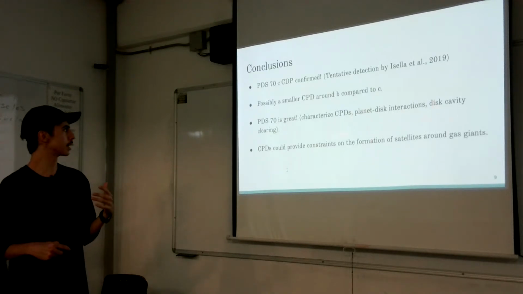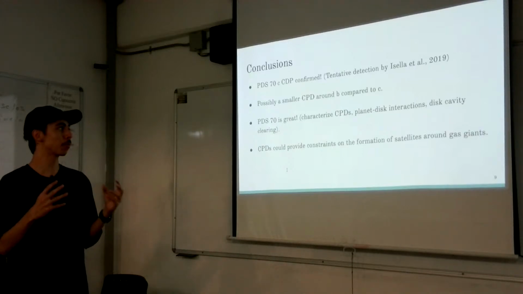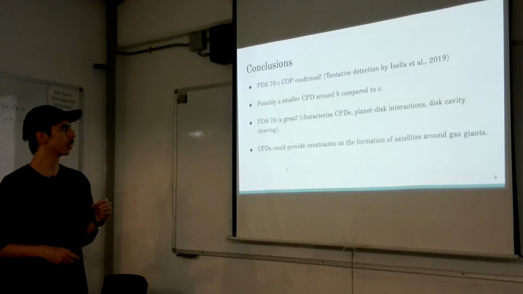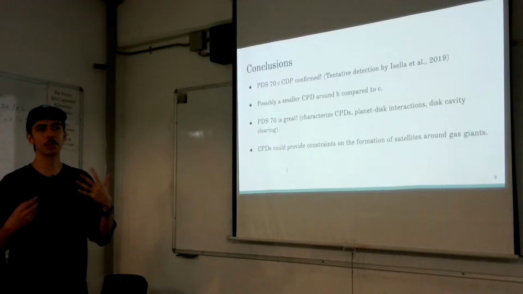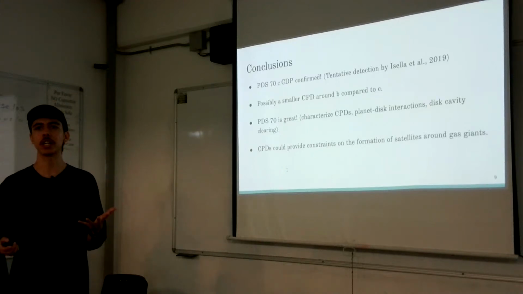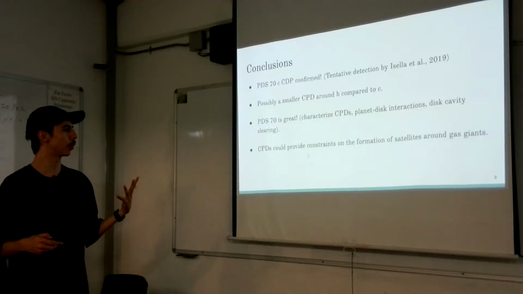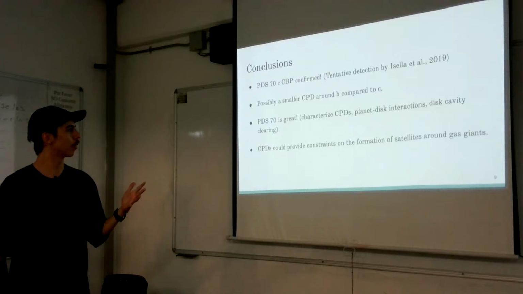And also understanding disk cavity clearing, because you can see how both planets carve this cavity in the disk material. So also they say that CPDs in the future could provide constraints on the formation of satellites around gas giants. So what I was saying, that you could be forming moons around these planets. So yeah, I think I don't have anything else.